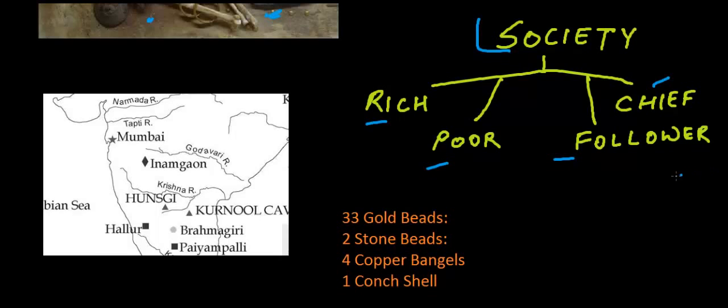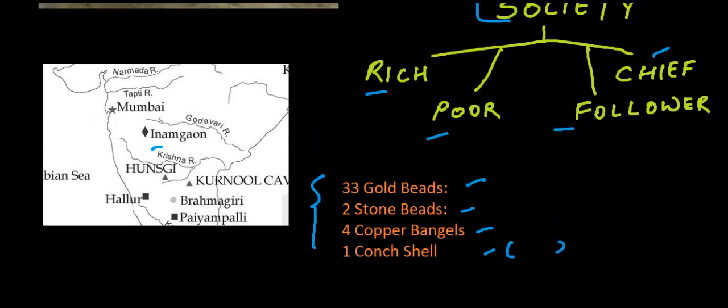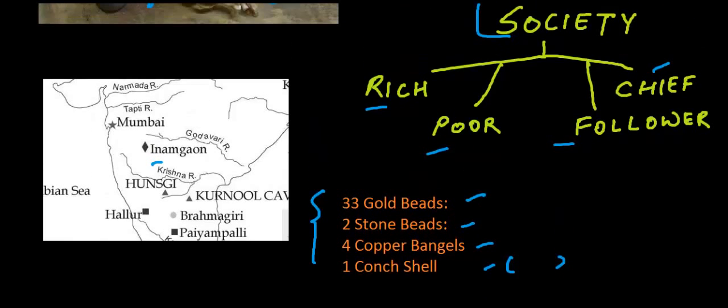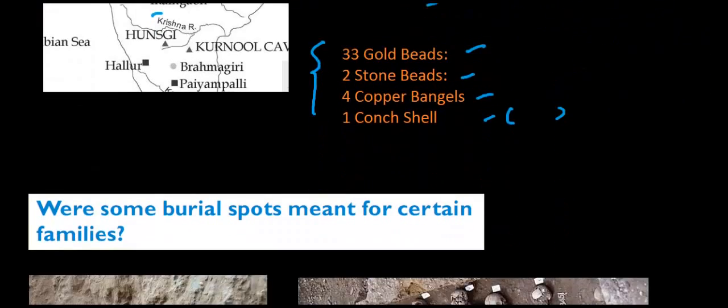In one of the burial sites at Inamgaon, we have seen a skeleton, a dead man with 33 gold beads, 2 stone beads, 4 copper bangles, and 1 conch shell, that's a shank that we find in the sea. So this kind of respect was given to the burials, and we expect that this was given to a chief or a rich man of that time.